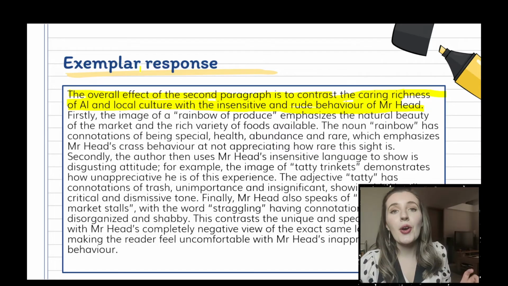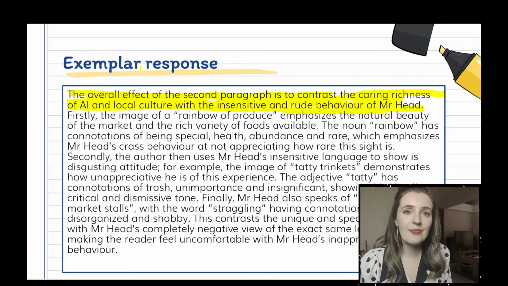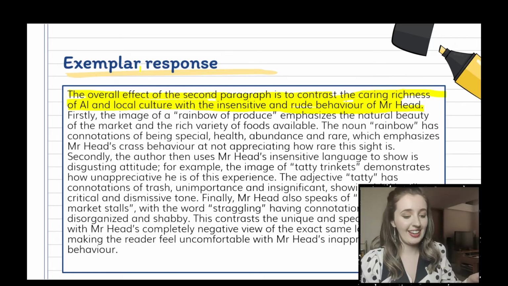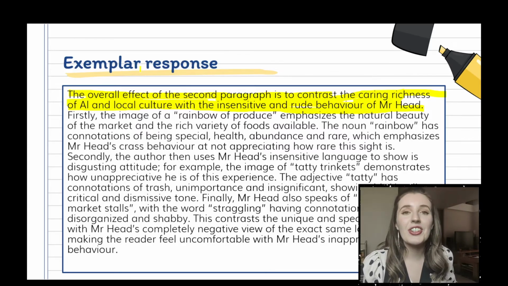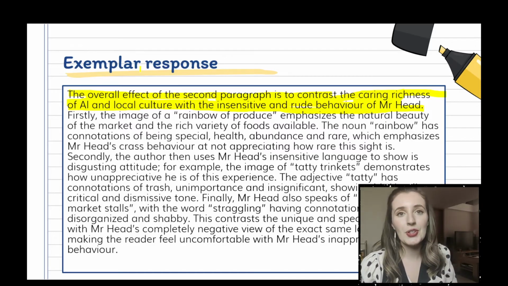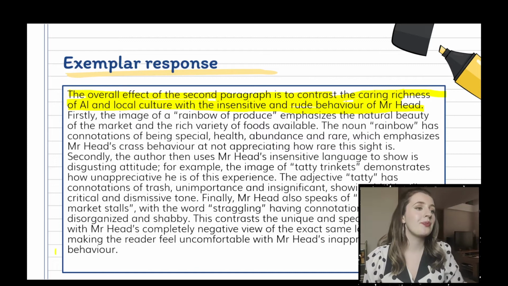Not only that, but it also focuses your own writing. If you think about what the overall effect is before you start writing, then you won't get halfway through your answer and wonder, but what's the overall effect? Your response isn't going to be very focused, and you're not going to get a very good mark. So it helps the examiner and it helps you. That's why you should always begin that way.